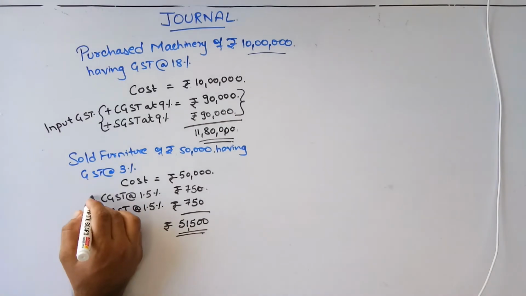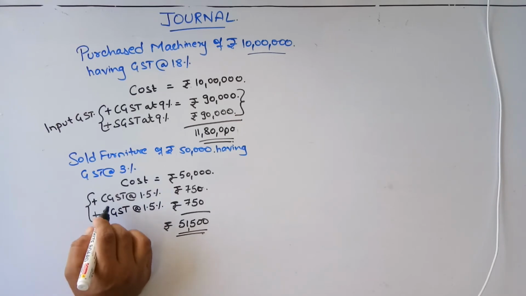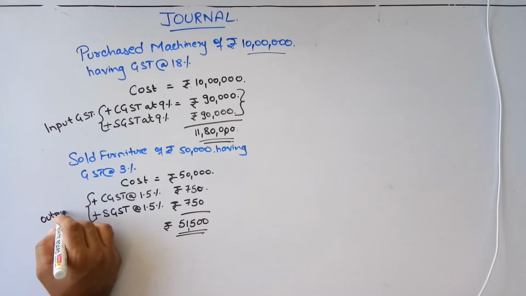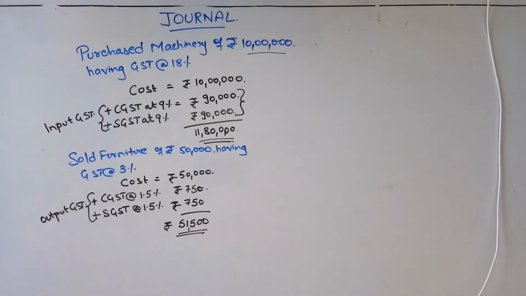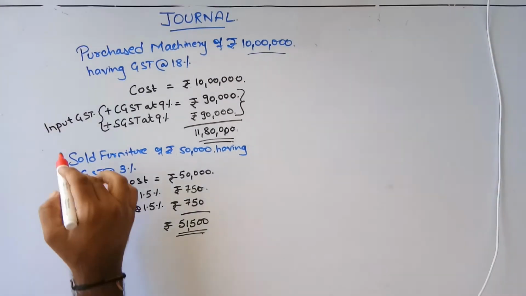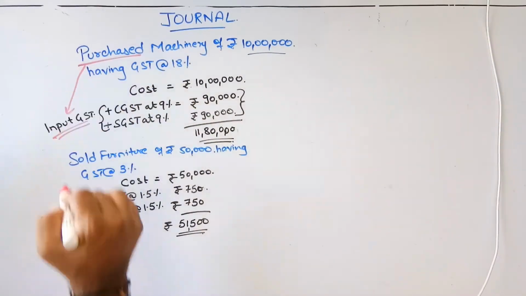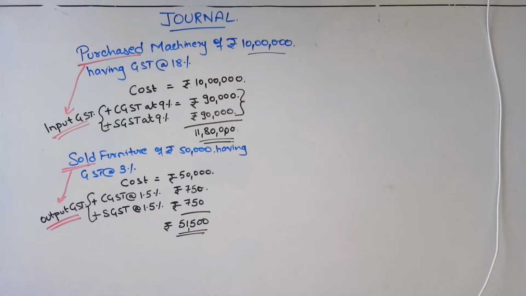In this scenario, this GST total amount of 1500, what will this be? This will be output GST. Please do remember these two concepts: output GST and input GST. Whenever it is any purchase, we will have input GST. Whenever it is any sale, it will be output GST. Make a note of these two examples if you want, so we can go ahead.